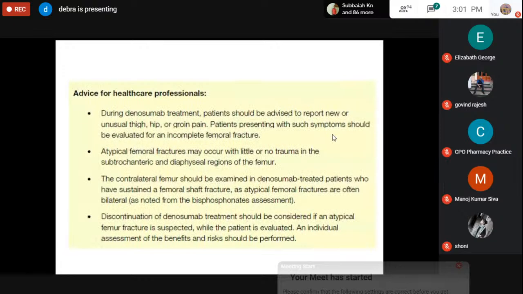So advice for healthcare professionals is that we need to remember that patients should be advised to report any new or unusual hip or thigh or groin pain. And atypical femoral fractures may occur with little or no trauma. So remembering that we're giving these medicines to people who might have osteoporosis, and who might sustain minimal trauma fractures. So again, it's being aware that the powerful anti-resorptive can cause atypical fractures.